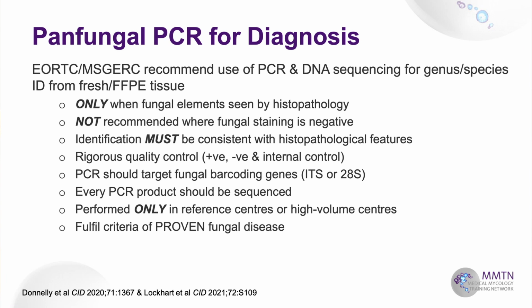The best targets are the ITS or 28S genes. Every product must be sequenced, and it's really only recommended for performance in reference centres. So unfortunately, this does mean that samples do need to be sent to your referral centre, which does delay results. But it does fulfil the criteria of proven fungal disease.